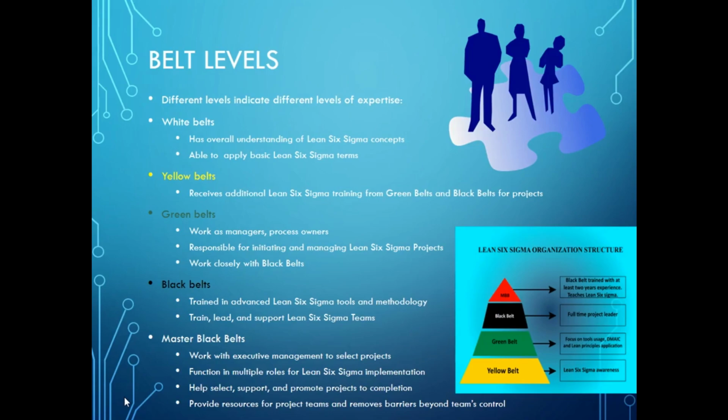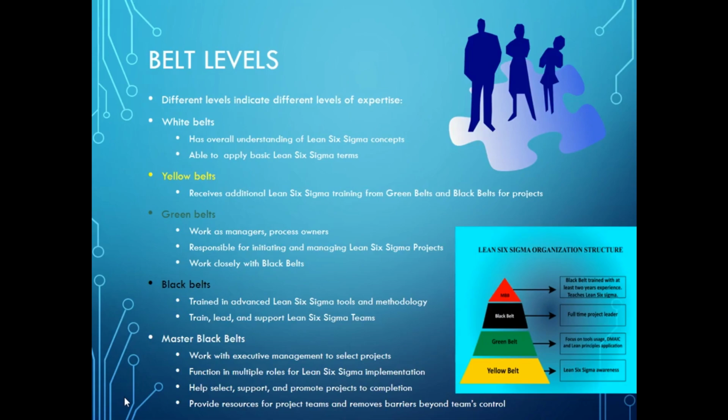Green belts then work as managers. They're often considered process owners or technical experts. They're responsible for initiating and managing Lean Six Sigma projects within their primary function. They work closely with black belts and are trained in many of the same ways as black belts, but in less detail.